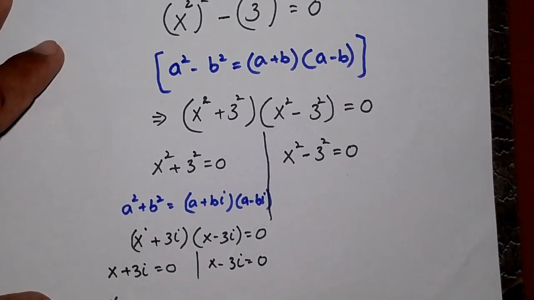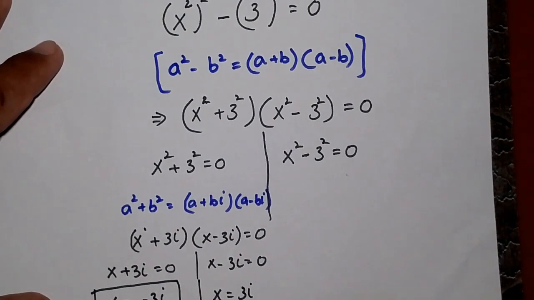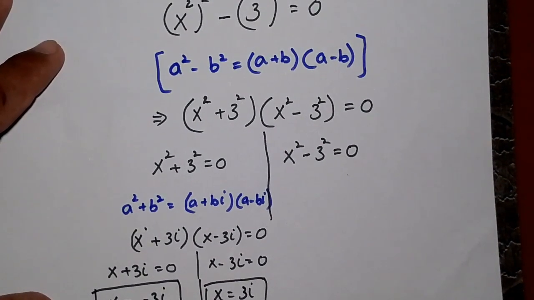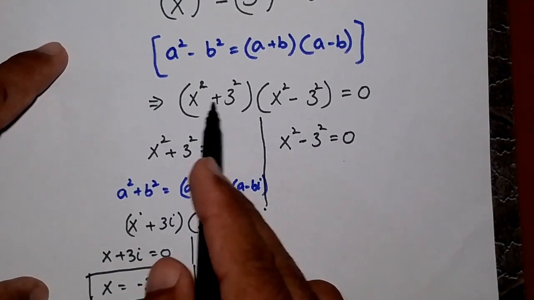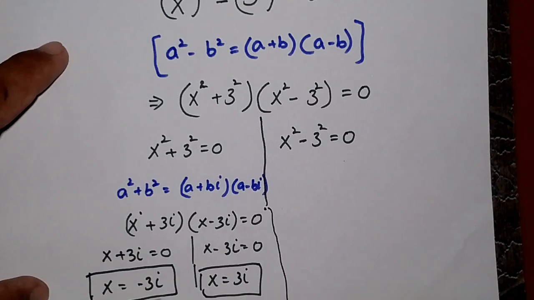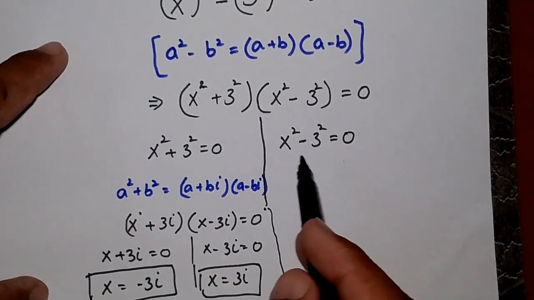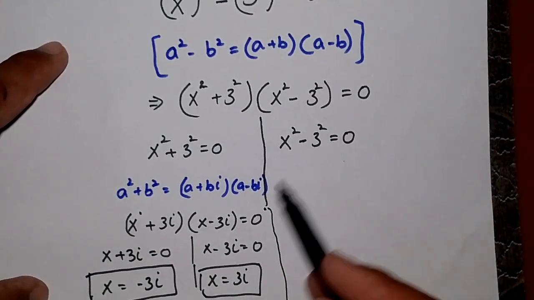Now x is equal to minus 3i, moving it to the right side, and x is equal to plus 3i. So these are the two complex values, that is x is equal to minus 3i and x is equal to plus 3i. So from case number one, we obtain two complex values. Now we have to solve case number two, that is x square minus 3 square is equal to 0.